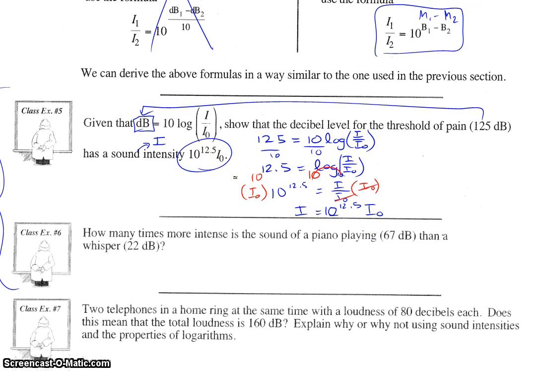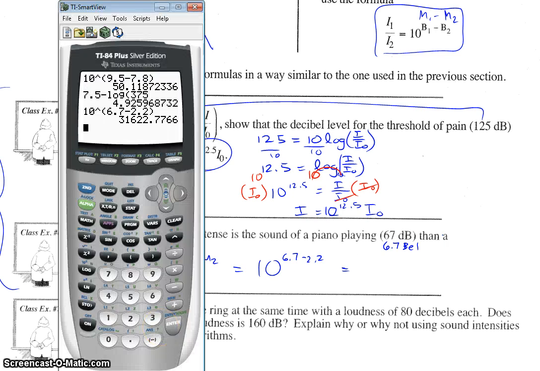Okay, let's try example 6. How many times more intense is the sound of playing a piano, 67 decibels? So let's write that as bells, because now we're going to be using the same formula, I1 over I2 equals 10 to the M1 minus M2. So 6.7 bells versus 22 decibels, so 2.2 bells. Okay, so we just simply need to put those in: 6.7 in for M1, 2.2 for M2. Grab your calculator and probably round to the nearest whole number.